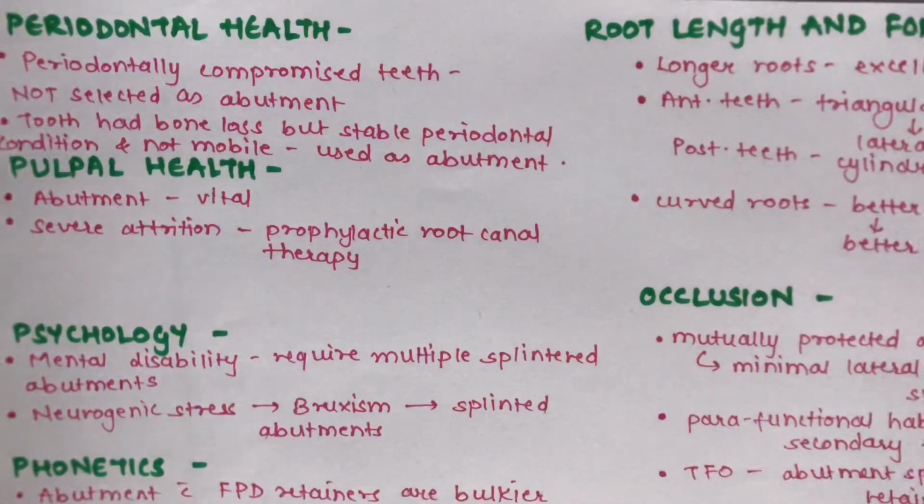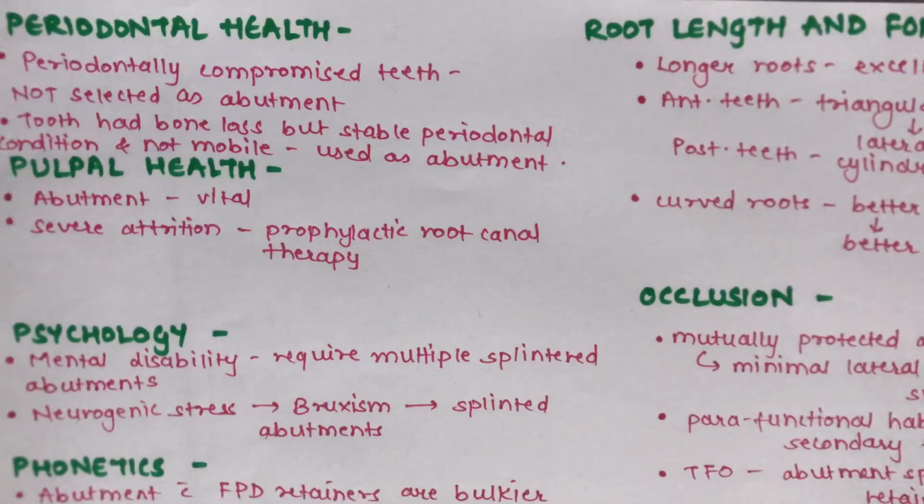Now pulpal health says that FPD abutments should preferably be vital teeth to have better proprioception. If your tooth is vital, you will have better proprioception. So this is just an ideal case. If there is severe attrition, you have to go for prophylactic root canal therapy, because with attrition there are more chances of pulp exposure. So you are prophylactically going for a root canal therapy and then using it as an abutment.